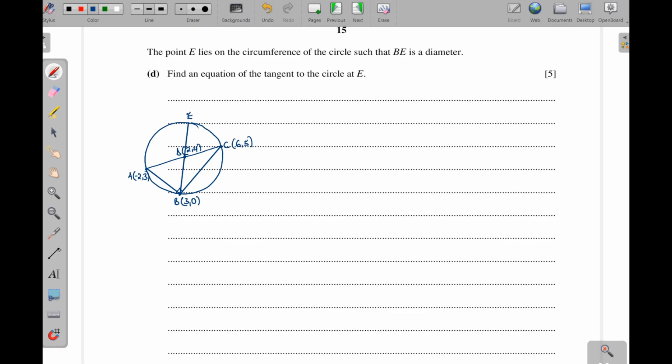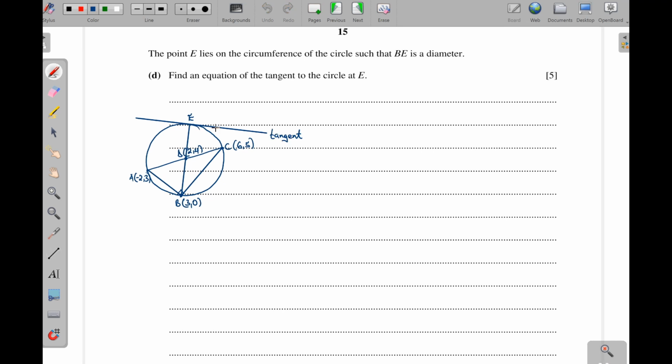Okay, and then they want the equation of the tangent here at point E. Now this is just a sketch, so the tangent here can be like this, it can be like that. So this is not the perfect one. I don't know whether the gradient of the tangent is negative or positive, but this is just a rough sketch. Now we need to find the coordinates of E here.